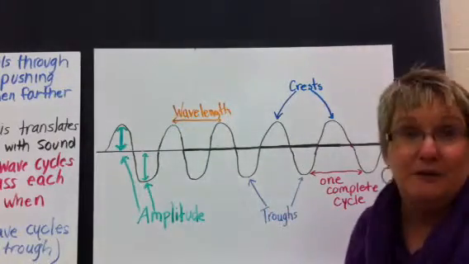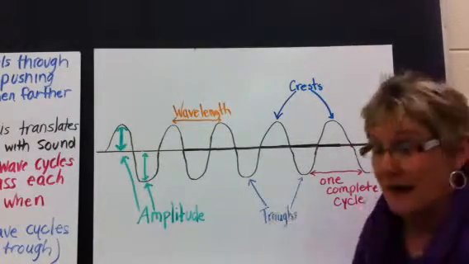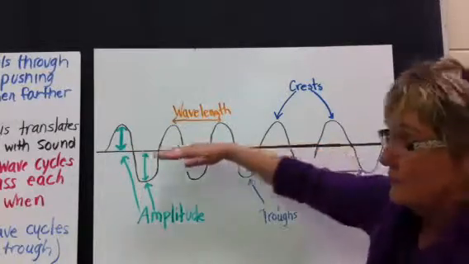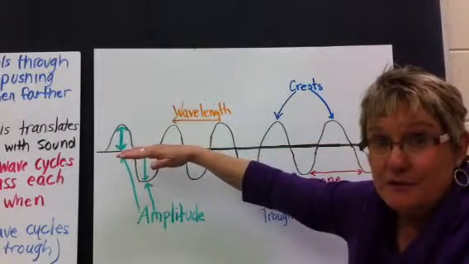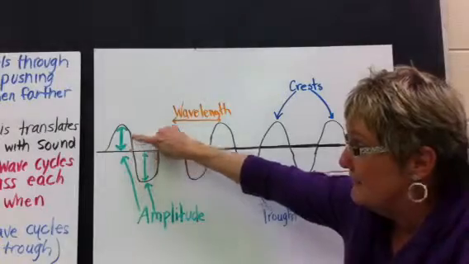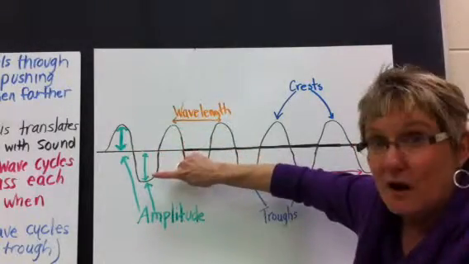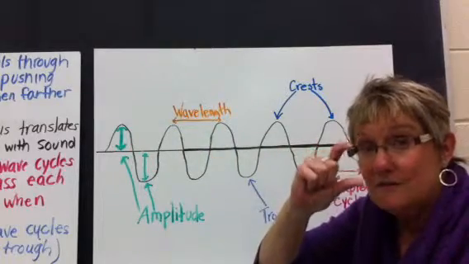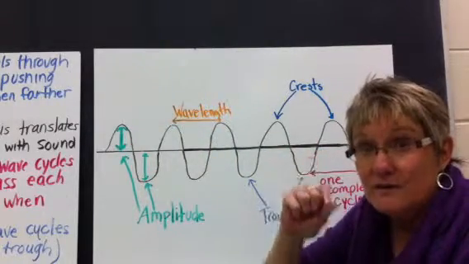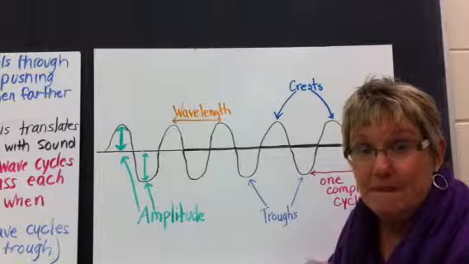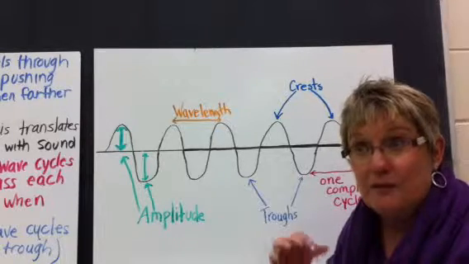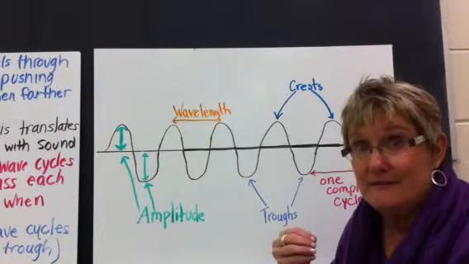Now we talked about amplitude and we said that was the height of the wave. If we have a midline going through a wave, then our amplitude can be from the midline to the crest, or it can be from the midline to the trough, because those heights or distances should be the same. And remember, in music, amplitude has to do with loudness.